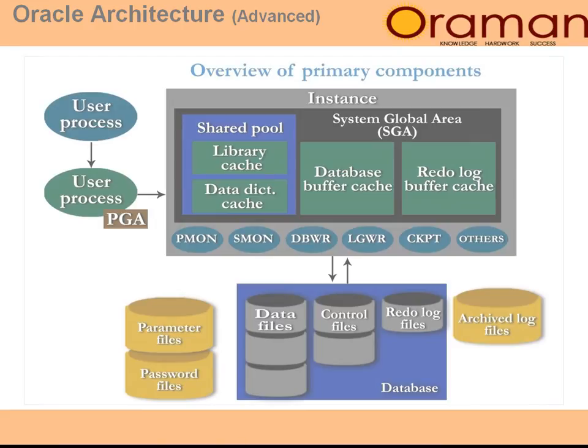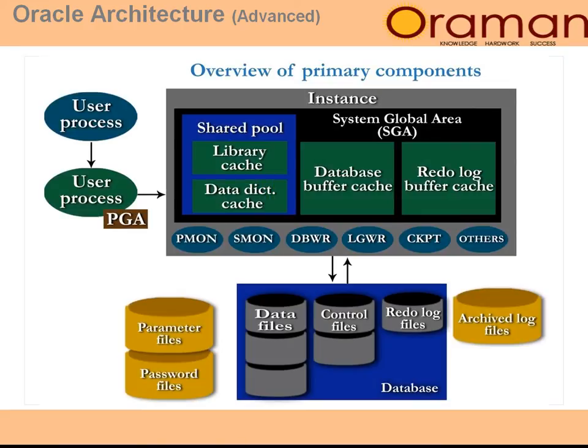If you're looking at the entire architecture, you have on the database side data files, control files, and redo log files, which are in kind of gray color. Other than the database files, you also have parameter files, password files, and archived log files. These are outside of the database files. You can call them system files, system required files, but not part of the database.